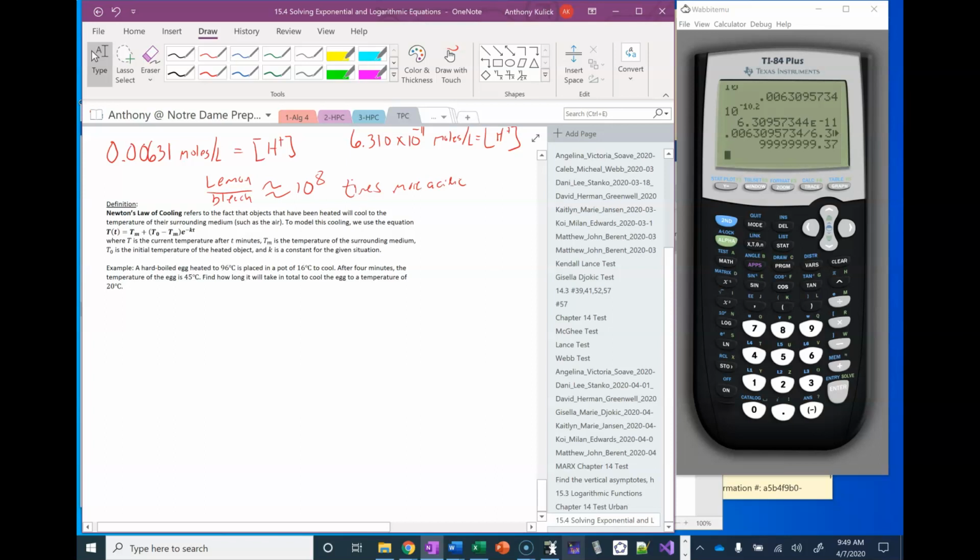So each object, depending on the material it's made out of, has its own constant of cooling, whether it's like a metal like iron, or like something like water, or like a food, like we're going to talk about hard-boiled egg here in our example. So that k would be given to you in the problem, or you'd be asked to find it or something like that.